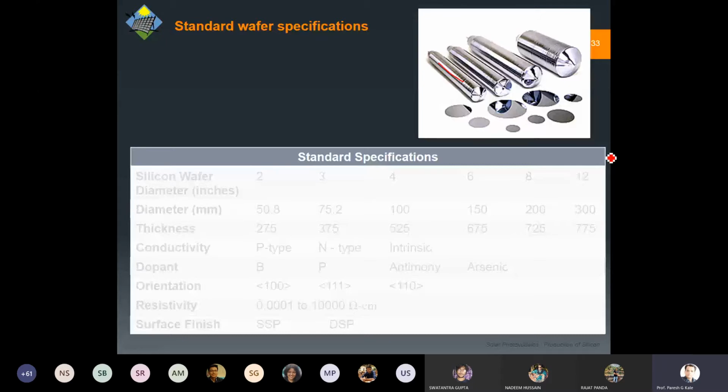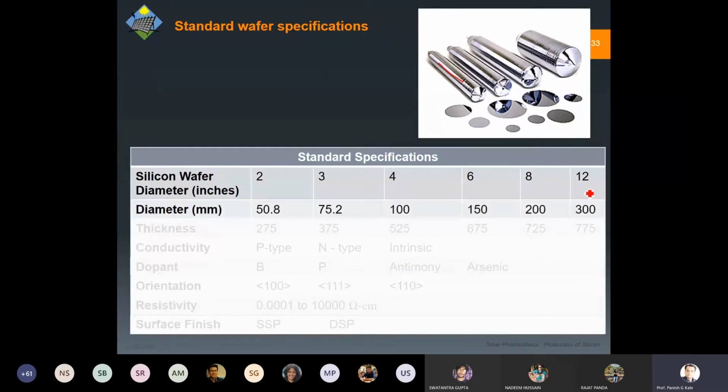These wafers, especially the monocrystalline wafers, are now in a circular shape. So there are certain standard specifications. The first thing is the diameter. If you are to purchase a wafer from a vendor, what are you going to specify? This could be the size, that is the first part: 2 inch, 4 inch, 12 inch, which is the largest wafer now available. It depends on how you use it.